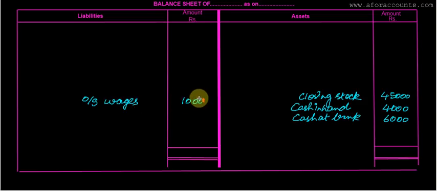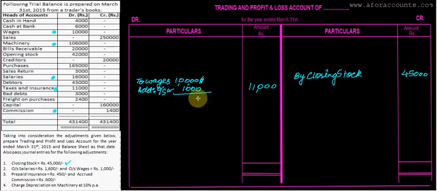I did the adjustment for outstanding wages, so I will just underline it down that this has been done. Next, sales. I have sales here, so I'll write in trading account by sales, put it in the inner column 2,50,000, because I need to deduct sales return from this. Okay, so sales is done.